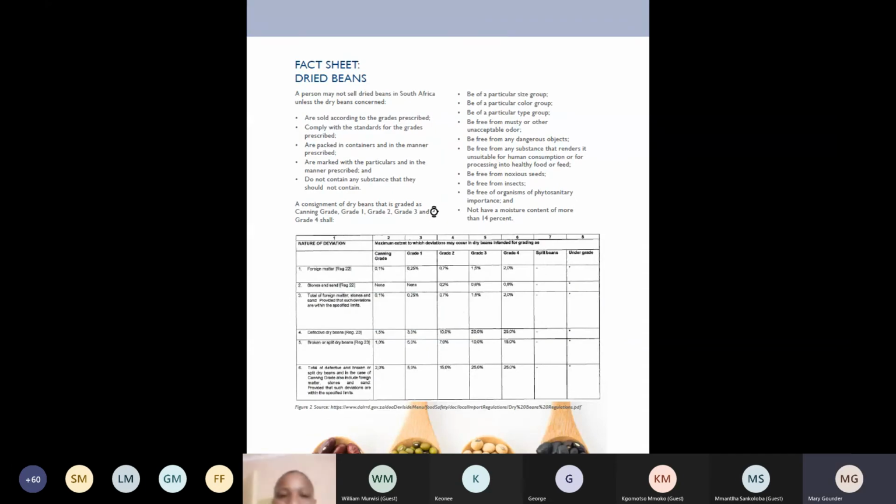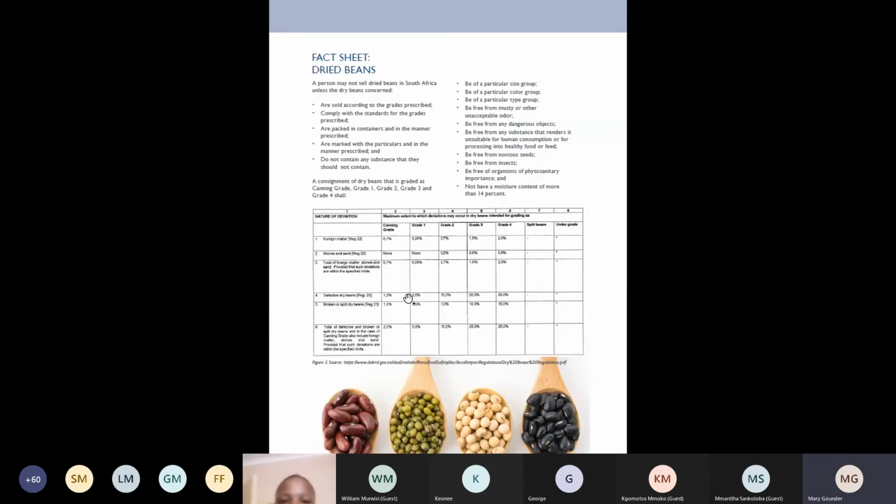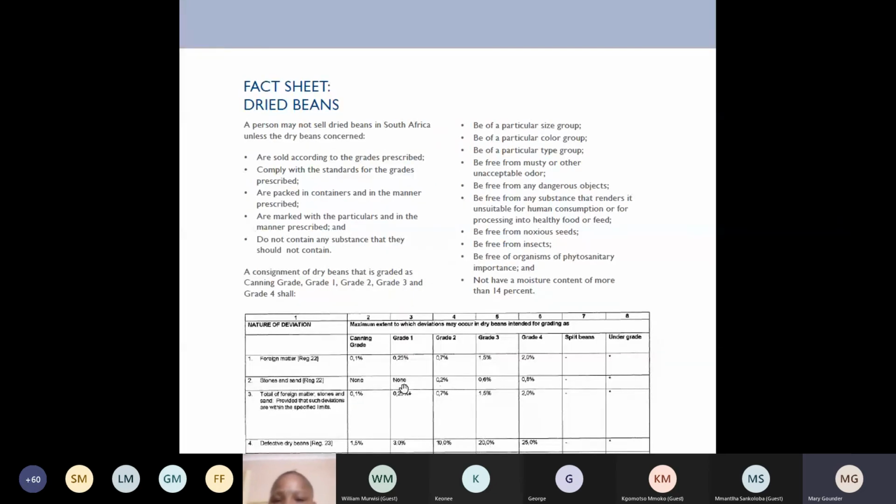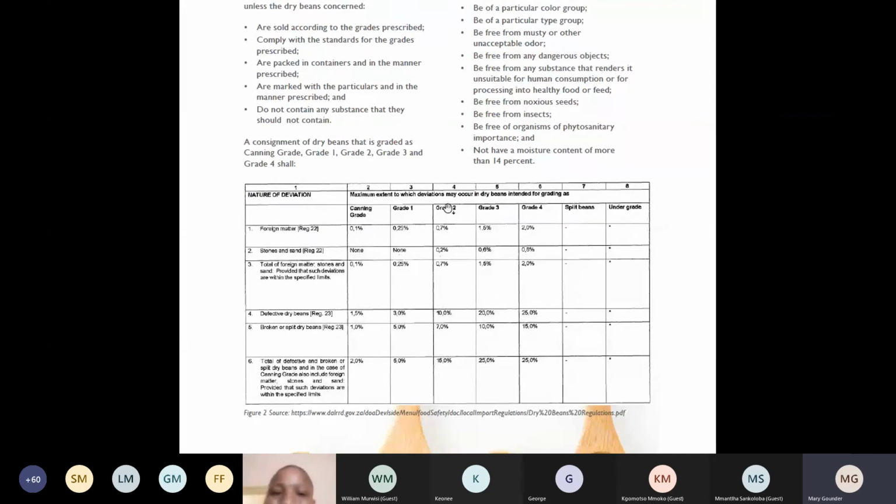Okay, we have a fact sheet on dried beans as well. As you can see, there are very, very specific requirements for canning grades and the different grades of dried beans and what's acceptable and what's not.